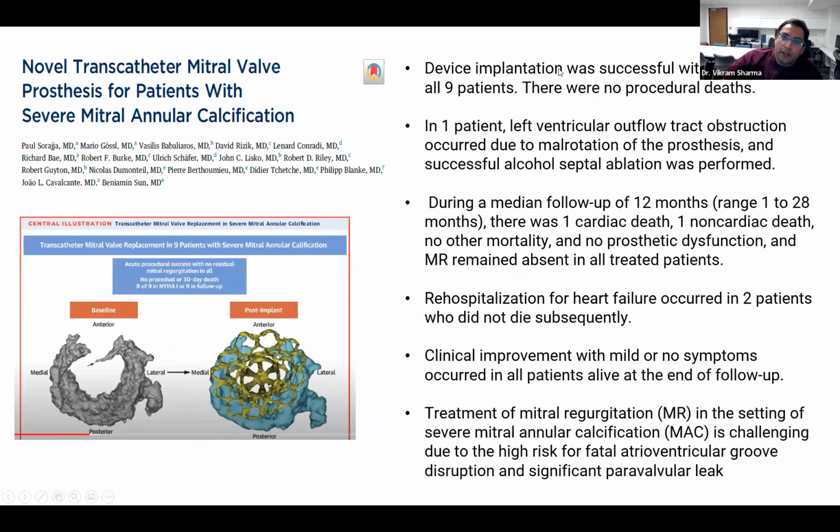They also published a small series of about 9 patients who had the Tendyne prosthesis deployed in patients who had severe mitral annular calcification. There were no procedural deaths. One patient had a left ventricular outflow tract obstruction, which was successfully treated with alcohol septal ablation. There was one cardiac death and one non-cardiac death, so 2 patients died. There was no prosthetic dysfunction, and there was a clinical improvement with mild or no symptoms in all patients who were alive at the end of follow-up. So there's definitely room for improvement, but this was promising as far as the potential for transcatheter mitral valve replacement in patients even with native valve disease, which hopefully might become FDA approved in the future.